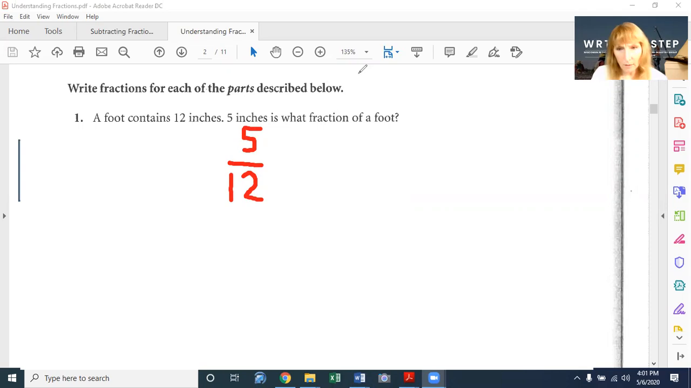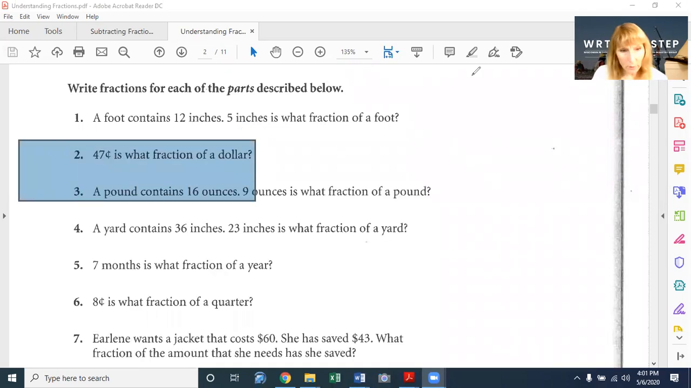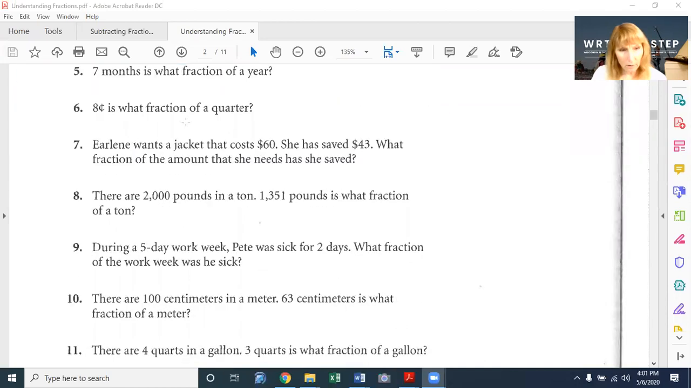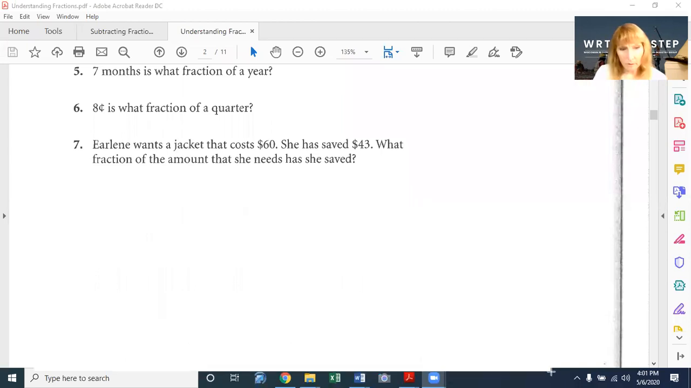Okay, clear that one. Let's try number 7. And again, I've got to get my little box. Okay, let's look at number 7. Erlene wants a jacket that costs $60. She has saved up $43. What fraction of the amount that she needs has she saved? Okay, so the whole is on the bottom. That's your numerator.